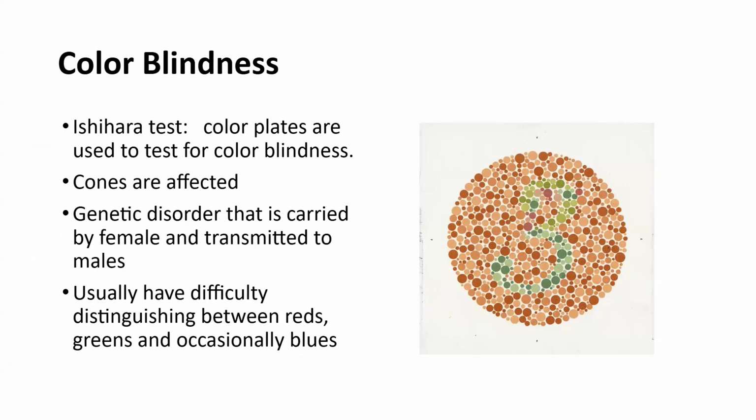And then you have color blindness. So here, if you cannot see that there is a number in this circle, that means you do have color blindness. But it does affect our cones. So remember, those cones are going to see those colors. This is a genetic disorder that is carried by the female and is usually transmitted to the males. It is way more common to be seen in males than it is in females. It is kind of hard to distinguish if it is the red or the greens that are being affected.